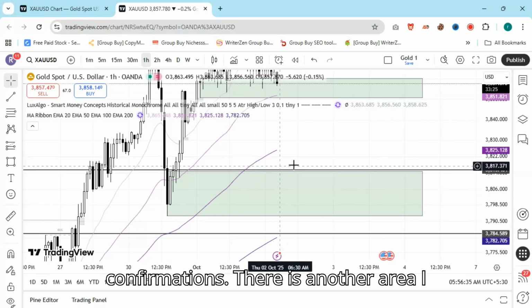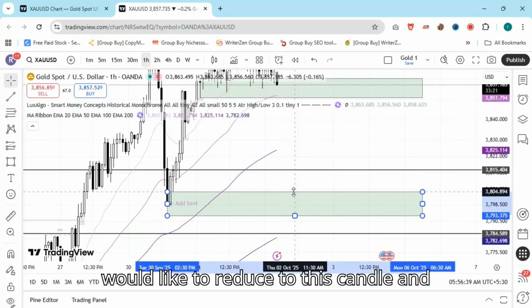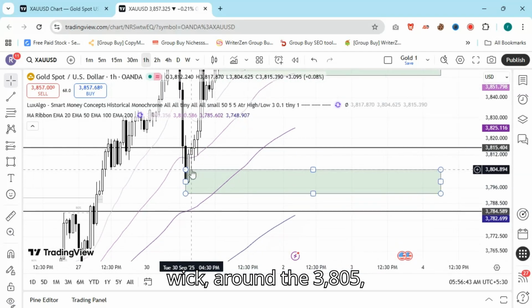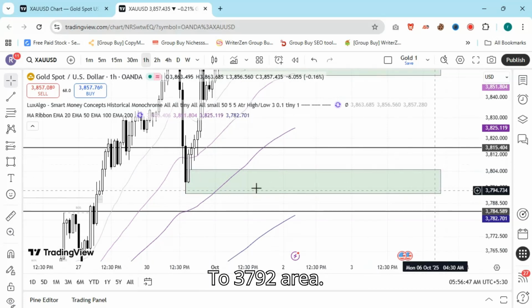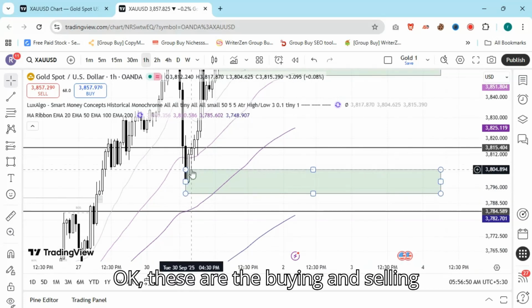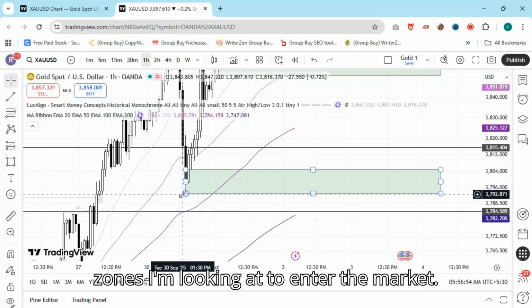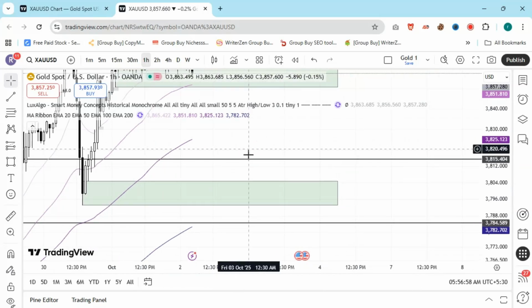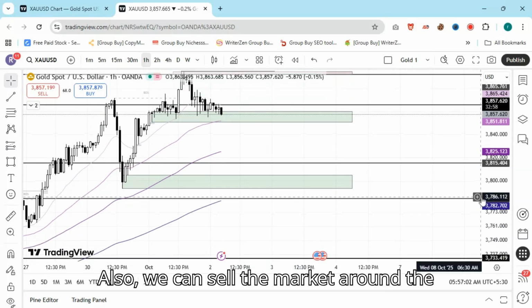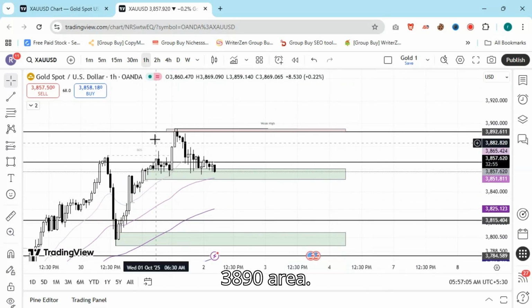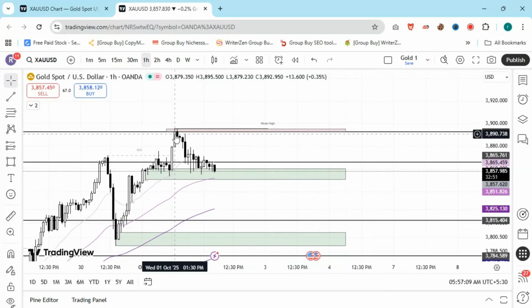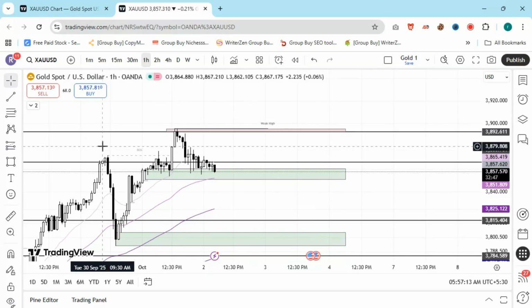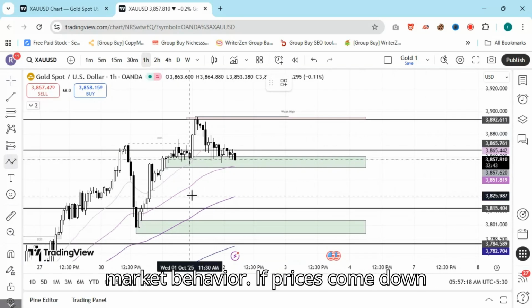There is another area I would like to reduce to this candle and wick around the 3,805 to 3,792 area. Okay, these are the buying and selling zones I am looking at to enter the market. Also, we can sell the market around the 3,890 area. Let's check what we can expect in today's market behavior.